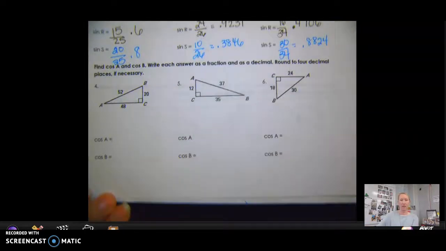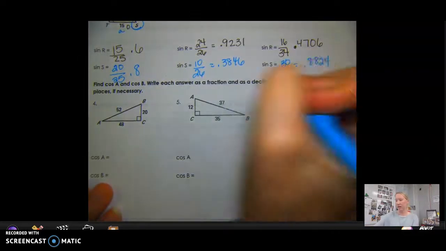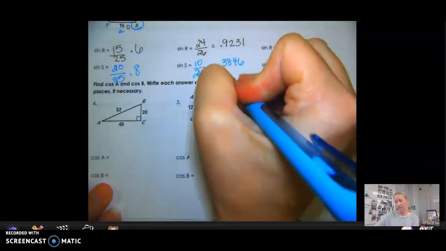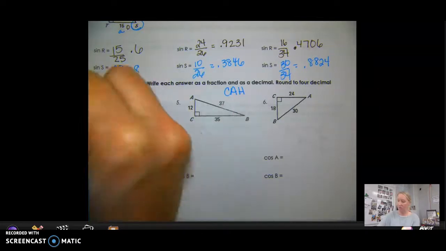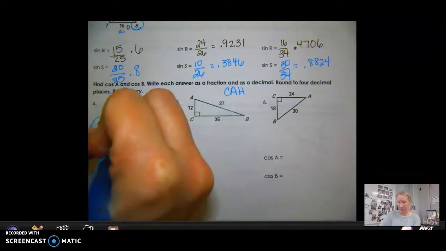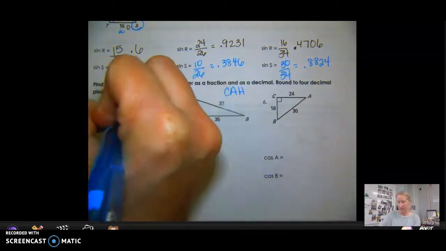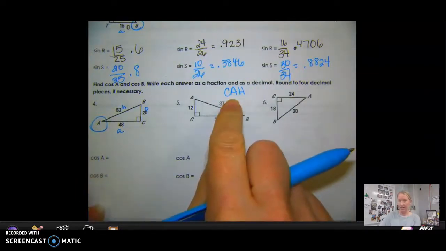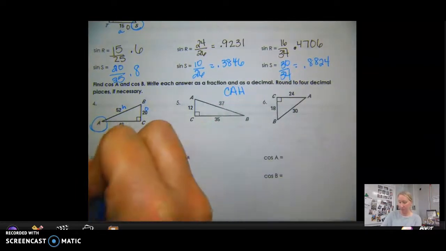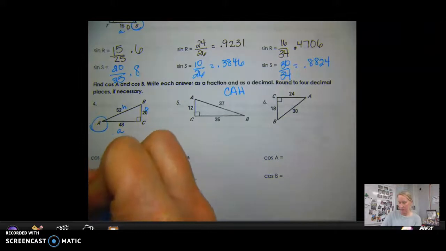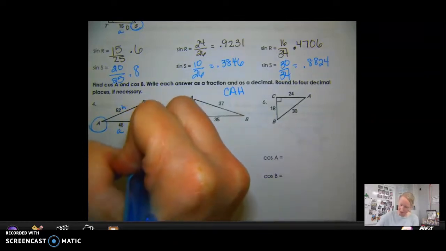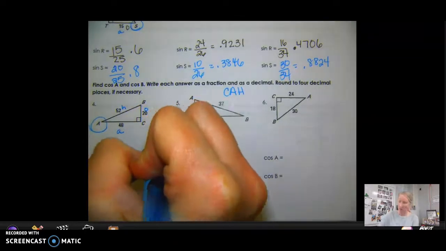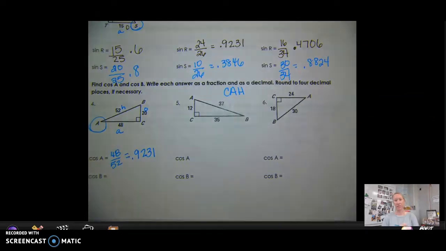All right, now we're talking about cosine. So cosine is adjacent over hypotenuse. So circle A, this is adjacent, this is opposite, and this is hypotenuse. So cosine is A over H, so adjacent, which is 48, over H, which is 52. On that, if I divide that, I get 0.9231 because it's a 0, but the 7 after the 0 rounds it up.